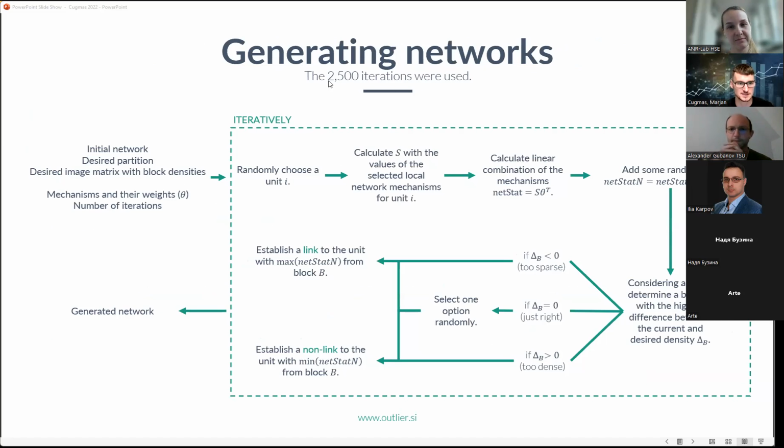Yes, so two things. First is the number of iterations. This was 2,500 in this first part. It was the same for smaller and large networks. We ran some simulations and we were observing the number of errors, so the difference between ideal and observed block densities. And we also ran ERGM to observe whether the densities stabilize within blocks. And then we also ran ERGM to verify that the local network mechanisms are actually present. So we found out that 2,500 iterations is enough for large and small networks.